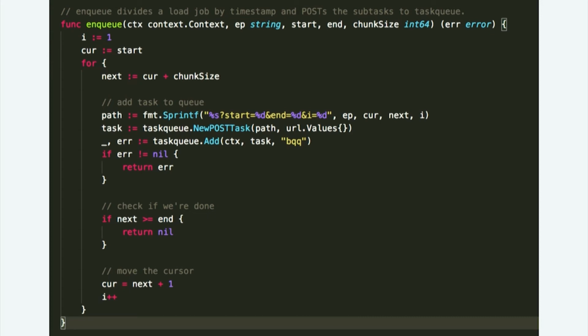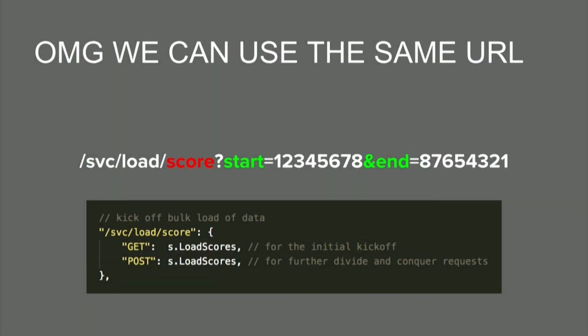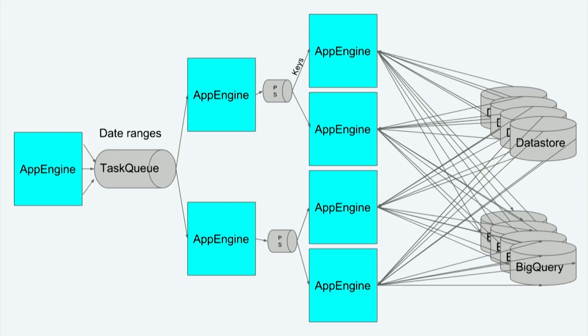So we chunk up the date range by, say, 1 hour, and we start posting tasks to task queue until we're done, which is very quick. And the great thing is we can actually use the same URL we used to kick it off. All we have to do is let it accept post requests. We don't have to change the logic at all, since all the data is in the query parameters. We don't have to handle a body or anything. So it's very convenient.